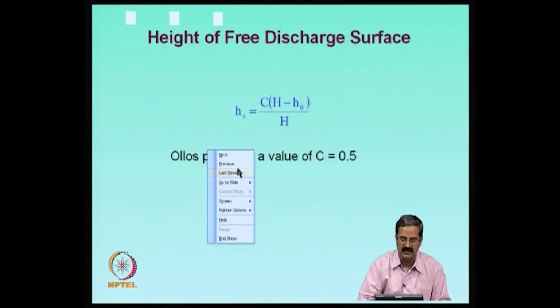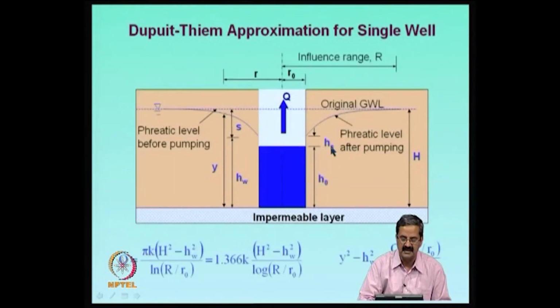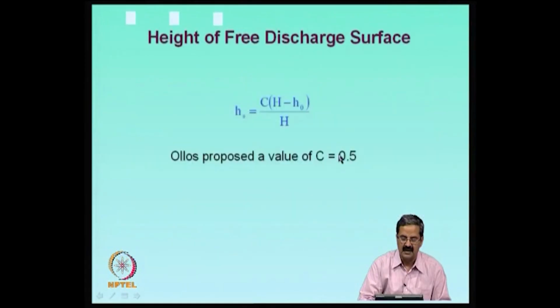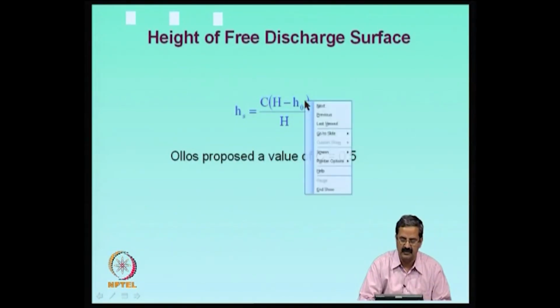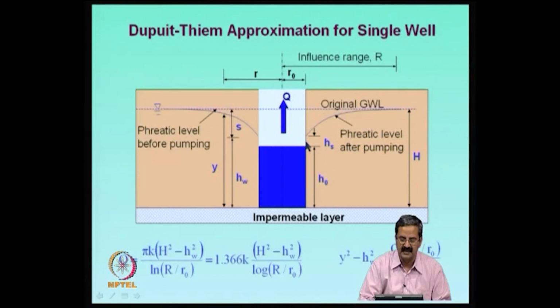Say for example, in the previous case, this Hs is known as the height of the free discharge surface, and there is some relationship, H minus H naught divided by H into C. Essentially, a little above, a wet layer exists, not exactly close to the phreatic line that we see, but there is an Hs layer at which it can be wet, and this is an important factor.